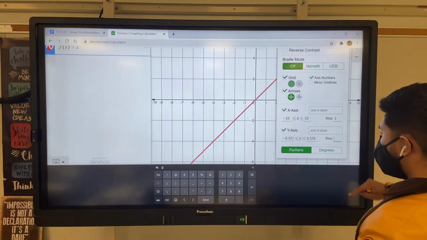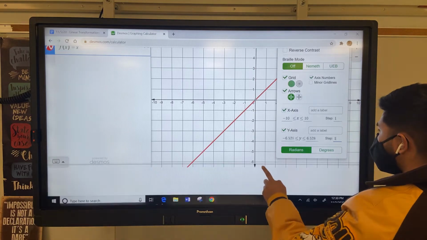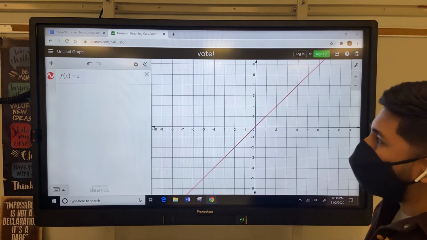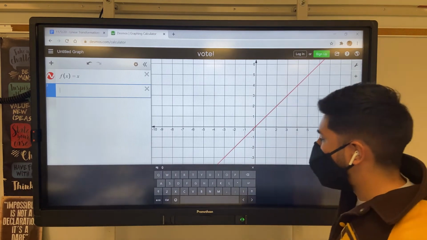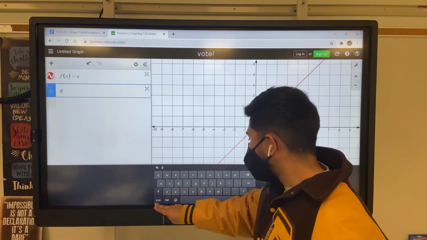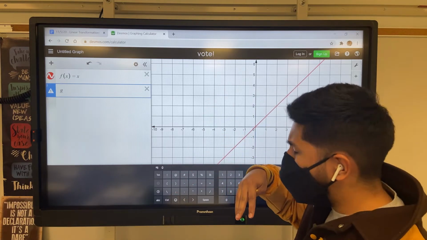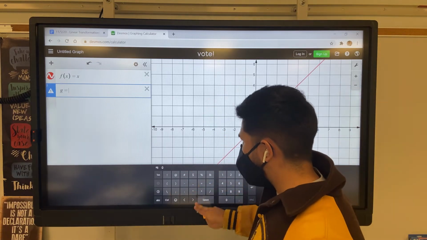Go to the bottom one. Put 1. Nice. Okay. Now the second one, remember it's g of x. We can put both of the other ones and you'll see that it's still the same thing.